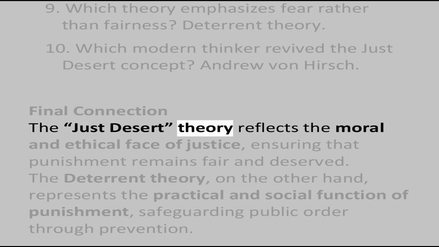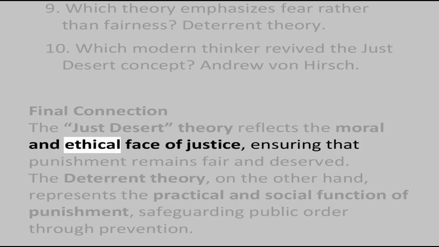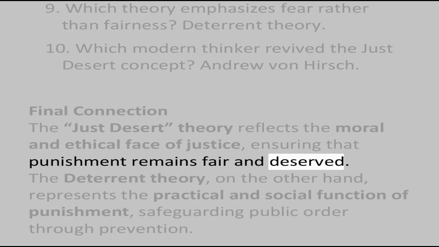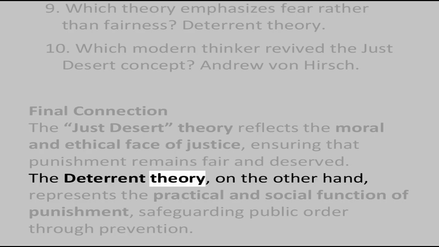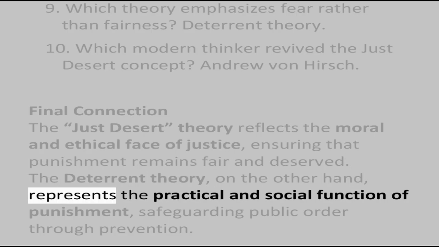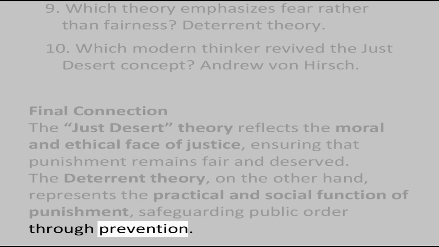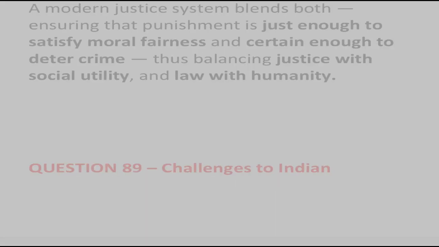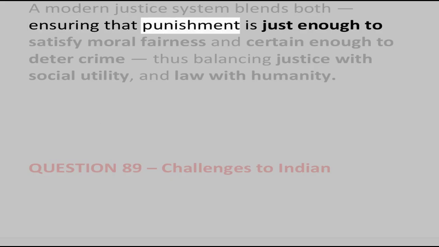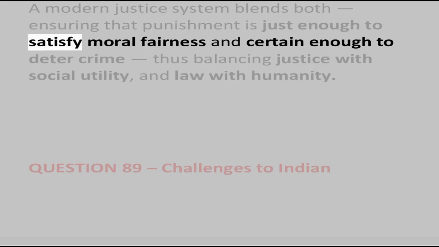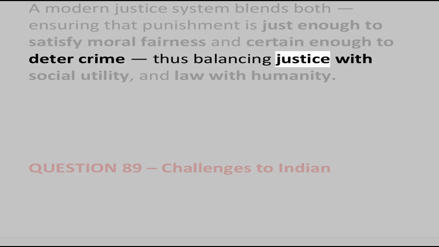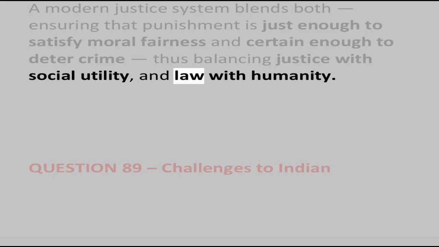The just desert theory reflects the moral and ethical phase of justice, ensuring that punishment remains fair and deserved. The deterrent theory, on the other hand, represents the practical and social function of punishment, safeguarding public order through prevention. A modern justice system blends both, ensuring that punishment is just enough to satisfy moral fairness and certain enough to deter crime, thus balancing justice with social utility and law with humanity.